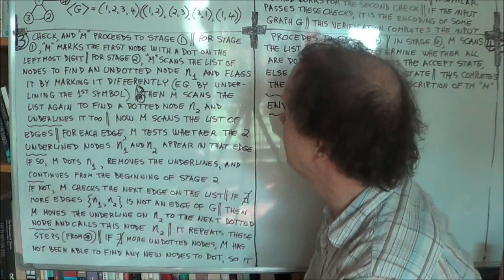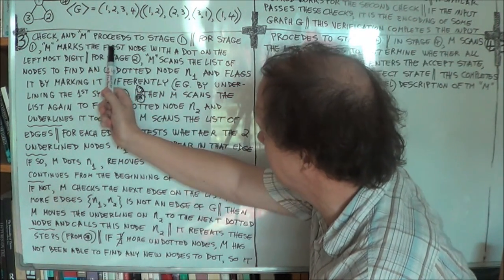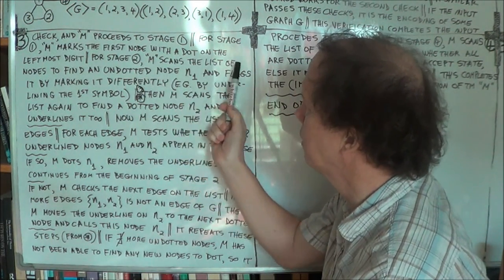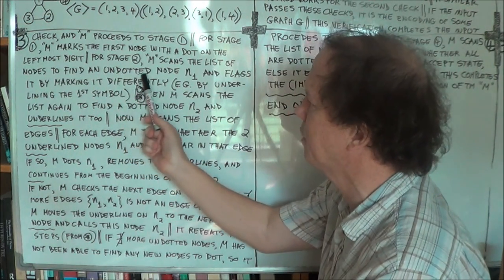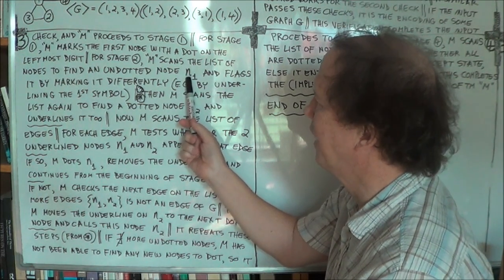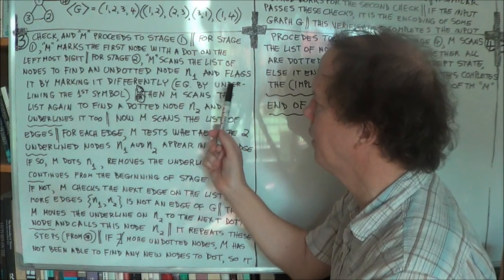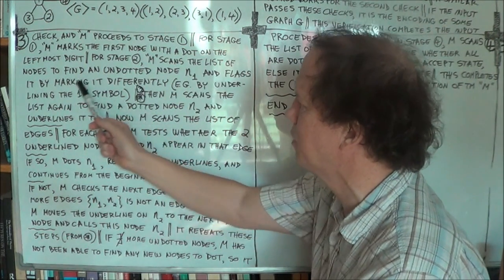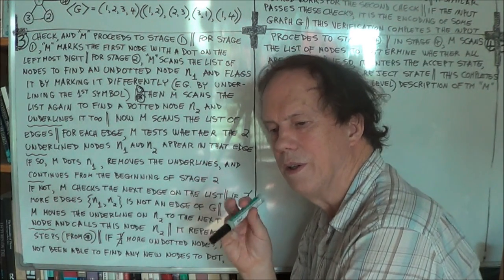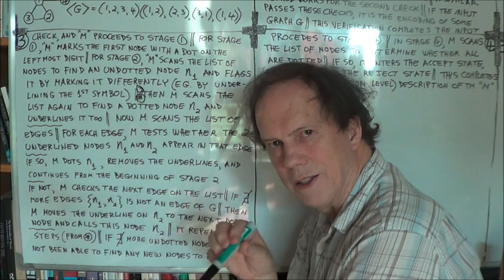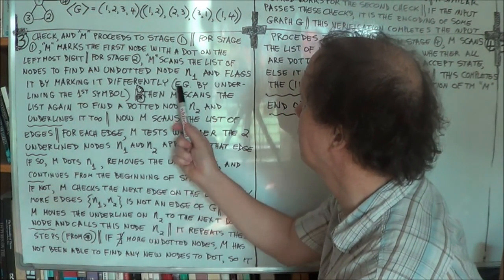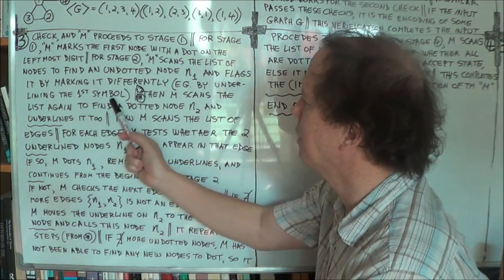All right. So we mark the first node, and then we go into stage 2, and then you're looking to find an undotted node. You call that undotted node N1, right? And you mark it somehow, but using a different marker. So it probably wouldn't be dot. It might be underlined. So it'd have a new character. The node number underlined, let's say. So you're pinpointing it. For example, by underlining the first symbol.